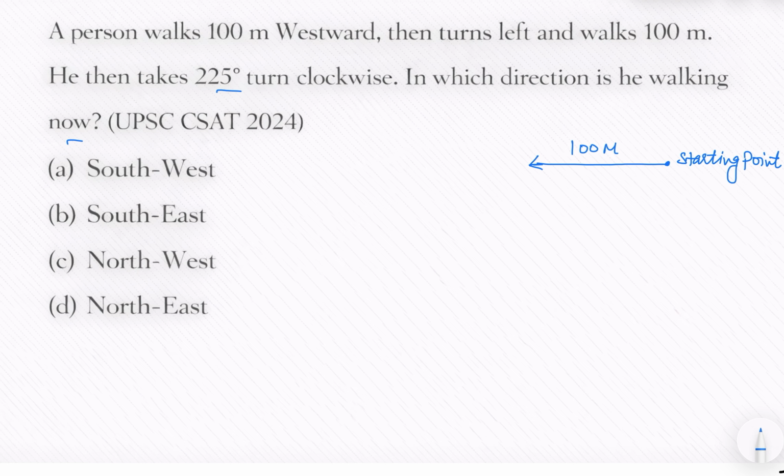Next, he turns left. Now, if the person is walking west side, this was his right side and this was his left side. He will take a turn to the left and walk 100 meters. Now he will move 100 meters. Then he takes a 225-degree turn clockwise. Now he will take a turn of 225 degrees.